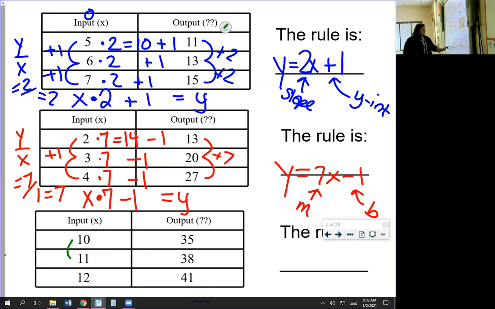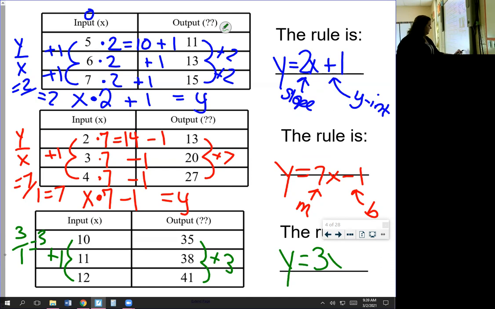Okay. Same thing here. Add 1, adding 3. So 3 divided by 1 is 3. So my slope is 3x. If I times by 3, I get 30, so then I have to add 5. If you check that, it should work for all of those. There you go. 3 is your slope, 5 is your y-intercept. That's where it would go through the y-axis. None of the ones I just showed you are proportional. Why? Because they do not go through the origin.